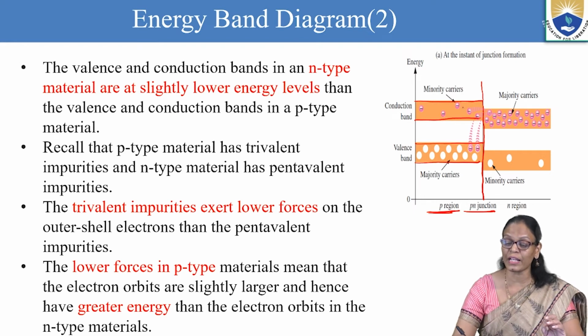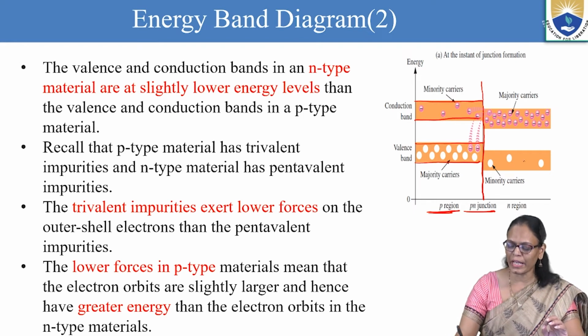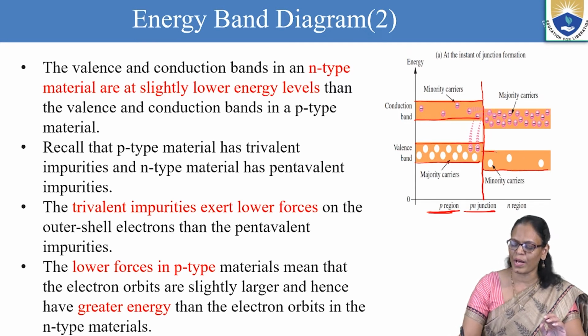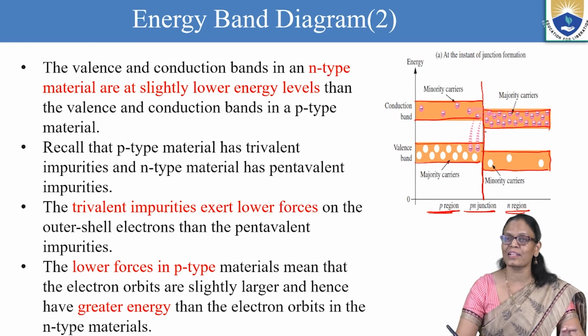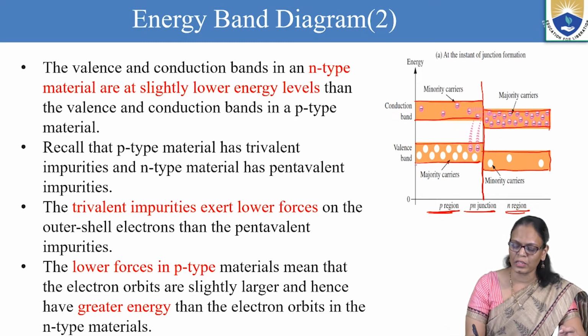This is how the energy levels are in P type, and in N type, this is the valence band and this is the conduction band. From the diagram, what we observe is the energy levels in the N region are at a slightly lower level than the P region. I think this is evident from the figure. This is the valence band lowest level, and this is the valence band lowest level in the N region. So it is slightly less.